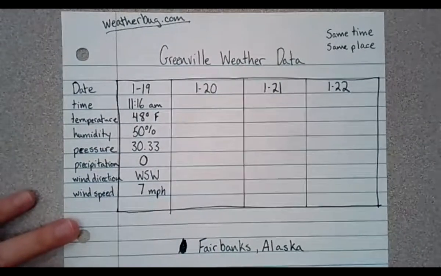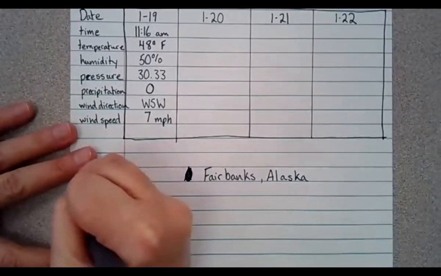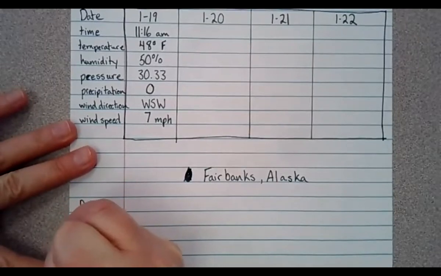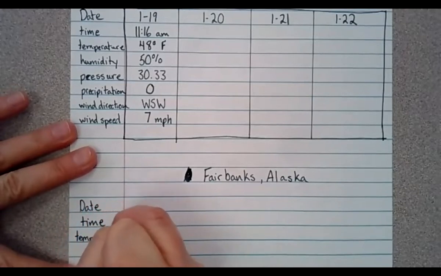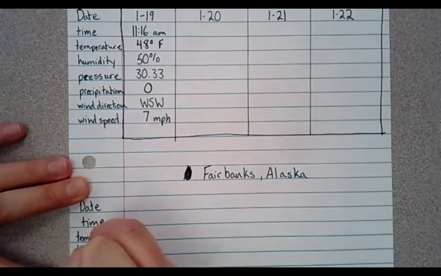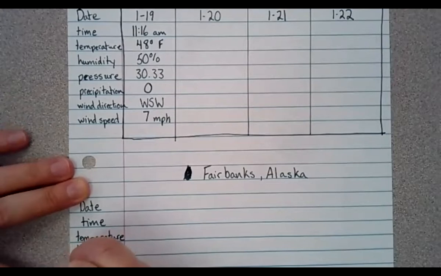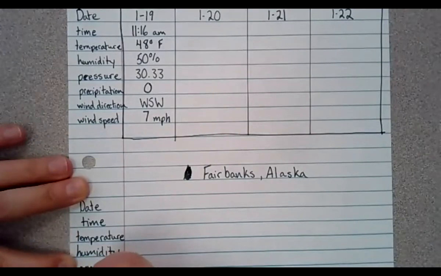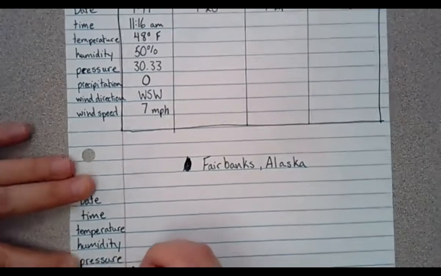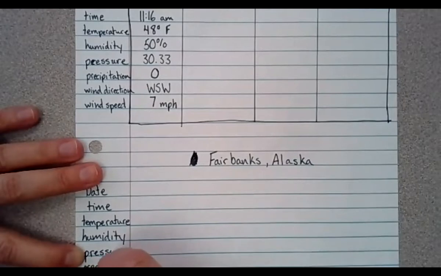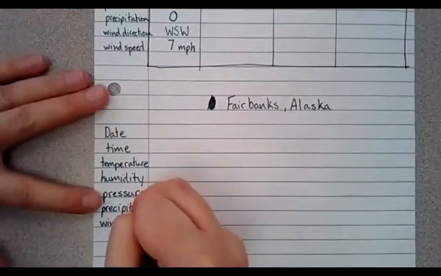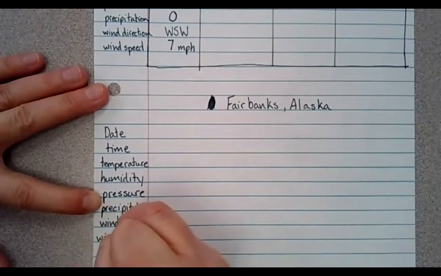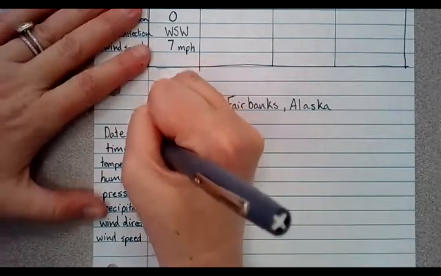And we're going to do the same chart at the bottom of the page. So you're going to write the date, time, temperature, humidity, pressure, precipitation, wind direction, wind speed. Okay, you're going to draw the exact same chart.